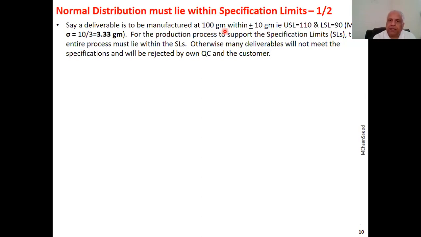Because the distance between the mean and the outer specification limit is three standard deviations, that means three standard deviations is equal to 10 grams. So what is one standard deviation? 10 grams divided by three. So 3.3 grams is the standard deviation, or let us say 3.3 grams is the required standard deviation of the process. If the actual standard deviation of the process exceeds 3.3 grams, then there would be rejections in that process. For the production to be acceptable, your process should yield a standard deviation which is less than 3.33.